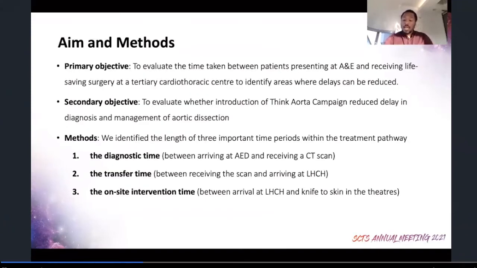We aim to evaluate the time taken between presenting at A&E and receiving surgery to identify areas where delays can be reduced. We also wanted to assess the impact of the Think Aorta campaign. For each patient, we identified the diagnostic time, the transfer time, and the on-site intervention time.